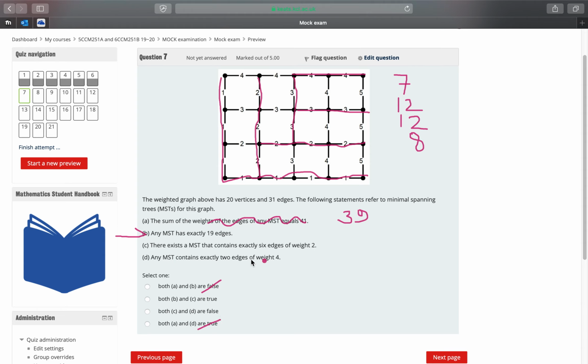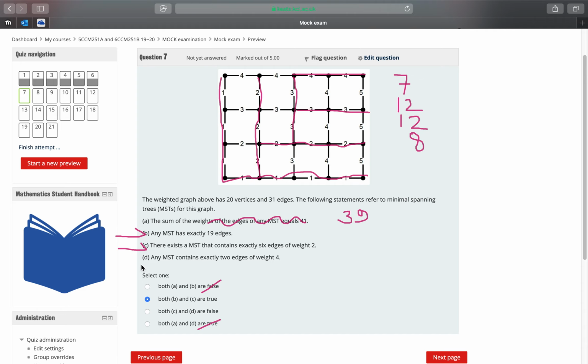So let's see, there exists a minimum spanning tree that contains exactly 6 edges of weight 2. Well, in fact, our choice did that. We had exactly 6 edges of weight 2. In fact, I think any choice will have that. So that is in fact correct. Therefore B and C are true, I guess. And that means we've actually done enough to answer the quiz.